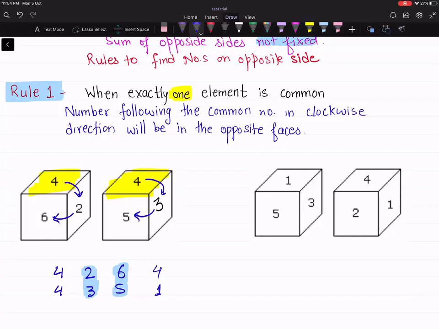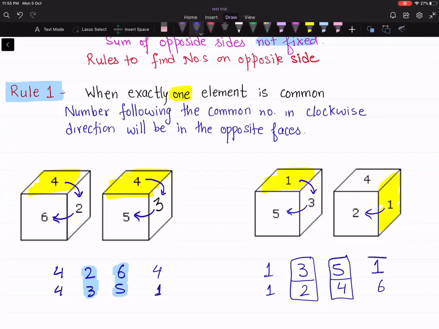Okay, let's take the concept again. If one element is common, then you write the numbers around that common element in clockwise direction. In this particular case 1 is common, so you write down the numbers in clockwise direction. After 1 is 3, then 5. In the second case, after 1 is 2 and then 4. So 2 and 3 will form the opposite faces, and 5 and 4 will form the opposite faces. What will be opposite to 1? The number you have not used yet will be opposite to 1, right? So this is the most commonly used trick.